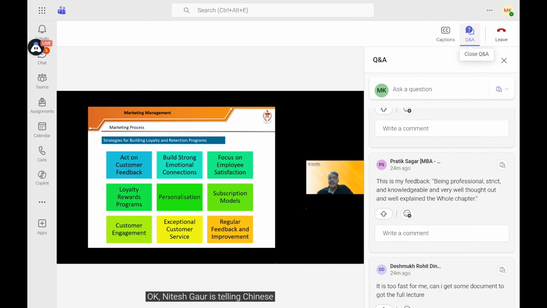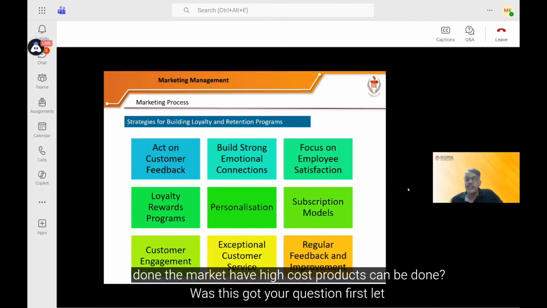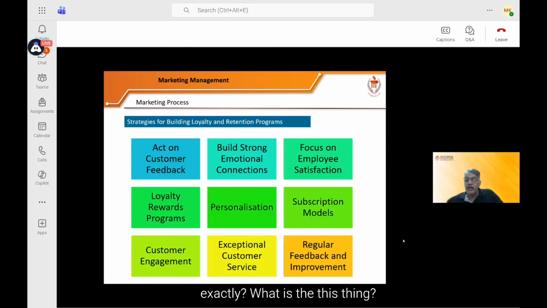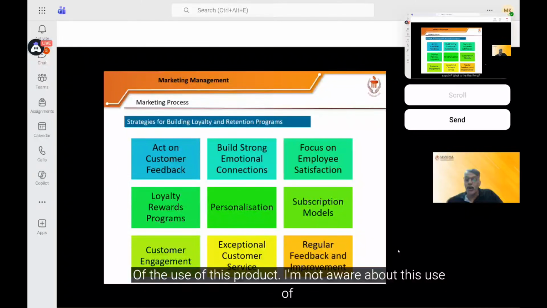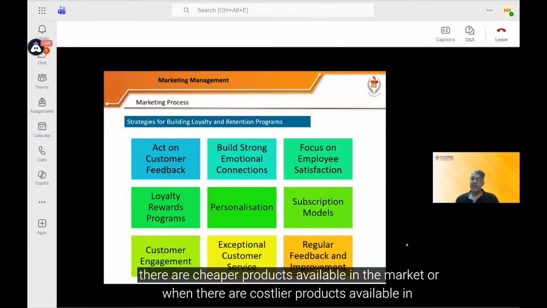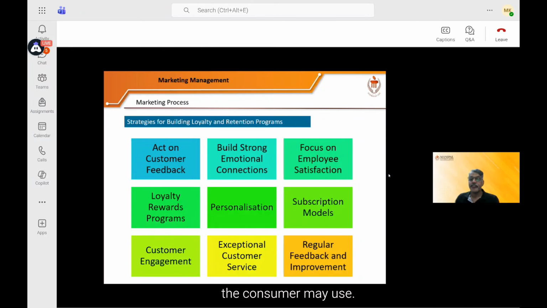Okay, Nitesh Gaur is telling Chinese magnetite costing 32 rupees per kg, and now Indian magnetite is also available in the Indian market, but is costing 75 rupees in the market. So what exactly was your question? When low cost products are there in the market, how can high cost products be promoted? Was this your question? First, let me know what example you have given here. What is this exactly? What is the use of this product? I'm not aware of the use of this product. Anyways, I'd like to say, when there are cheaper products available in the market, or when there are costlier products available in the market, the efforts bring into consideration the strategies that are used and the level of satisfaction the consumer may have.